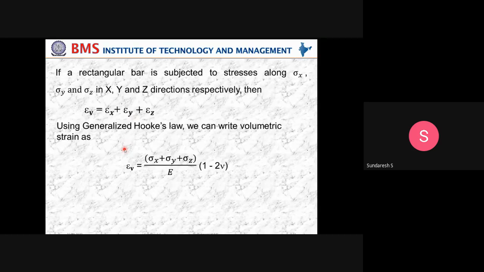So this is the final expression we are going to get. Volumetric strain in a rectangular block subjected to stresses in three mutually perpendicular directions is given by sigma x plus sigma y plus sigma z divided by E into 1 minus 2 nu.